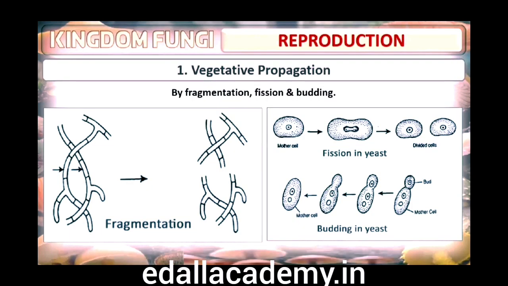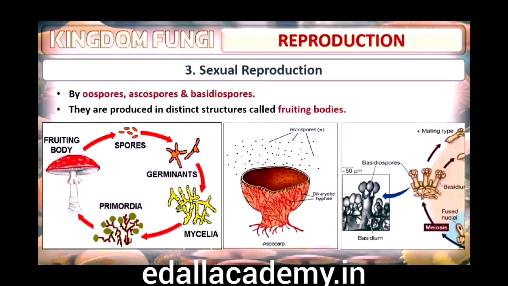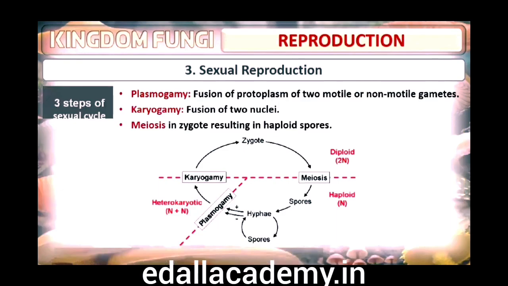The various spores are produced in distinct structures called fruiting bodies. The sexual cycle involves the following 3 steps. 1. Fusion of protoplasms between 2 motile or non-motile gametes, called plasmogamy. 2. Fusion of 2 nuclei, called karyogamy. 3. Meiosis in zygote resulting in haploid spores.